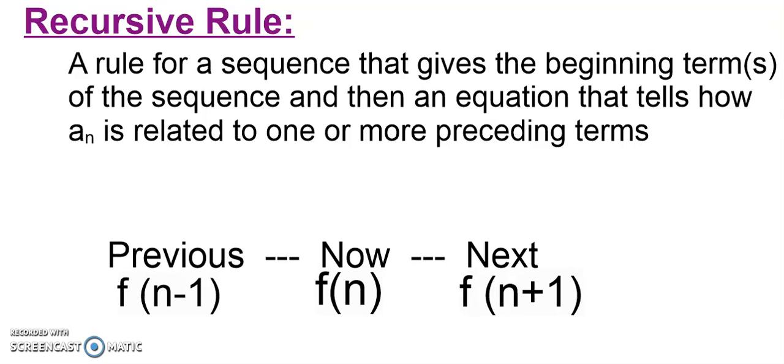Now, if we were talking about just adding on that number each time, that's going to be following a recursive rule. A recursive rule gives the beginning term, so it has to give us the very first one of the sequence. And then it gives us an equation to tell us how A of n, which is really just a term reference, and we'll get a little more into these notations, is related to one or more of the preceding terms. So we're always basing the next term off of the term before, having to add on 3 each time.